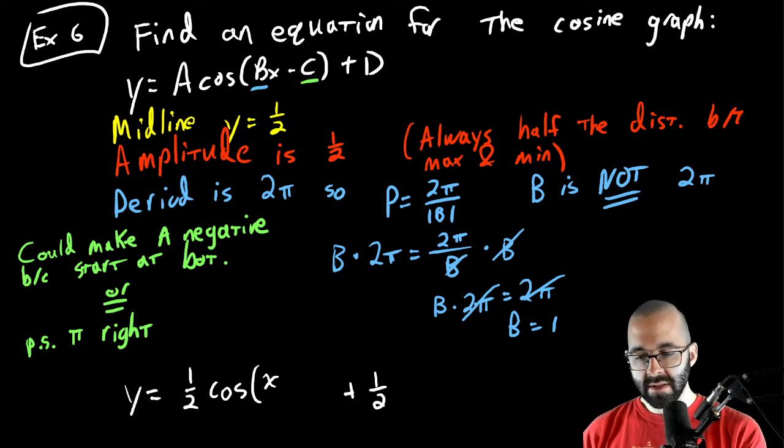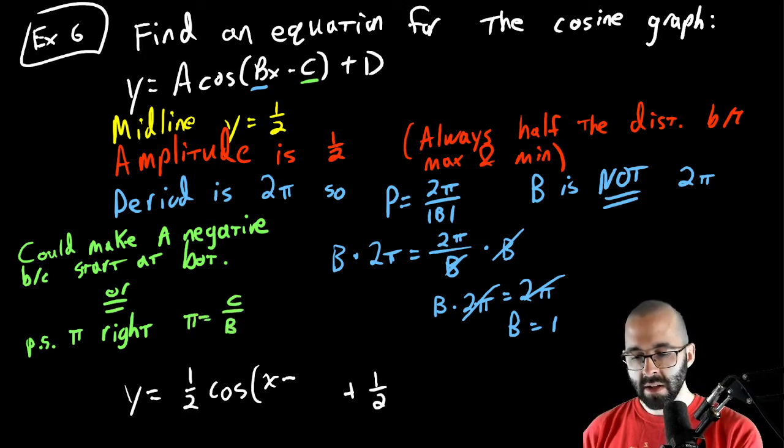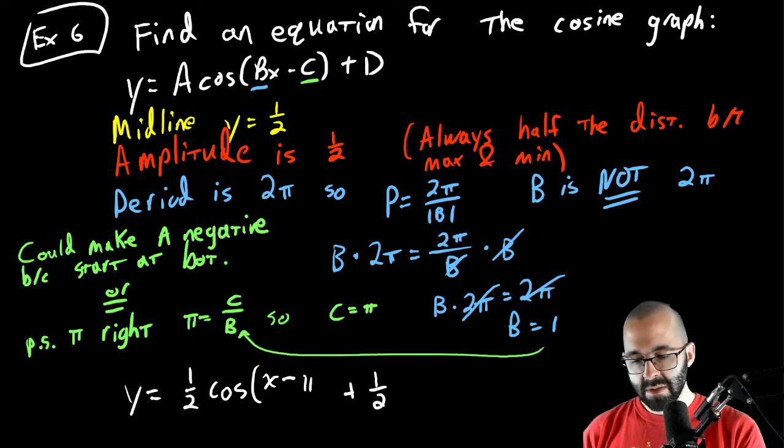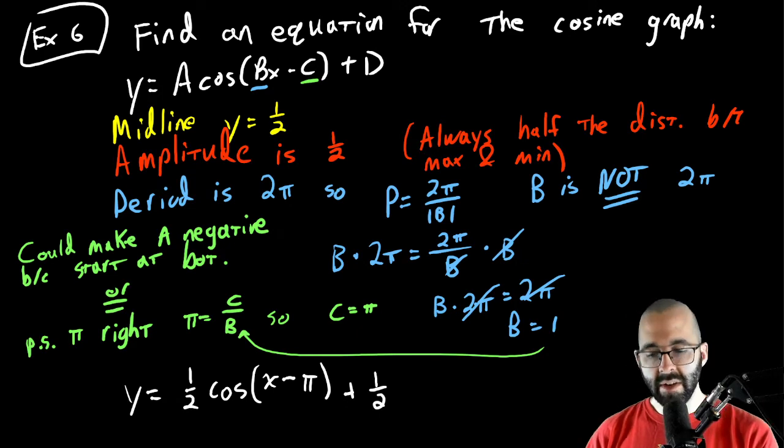So to the right, x minus c over b. So pi is equal to c over b. And b is 1. So c is the same thing as pi, since b is 1. So x minus pi, like so, is our answer.